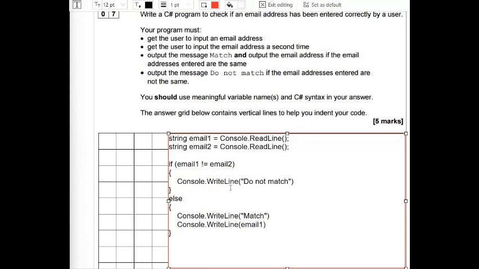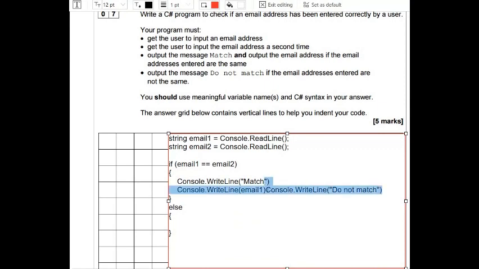Another way you could have done it, however, is you could have, if email1 is equal to email2, you could just change the code around. So that if it does meet the condition, it's going to output the console line match and email1, otherwise do not match. So whichever way you choose to do it round, you can have the console.writelines in the opposite places, but remember to use the correct relational operator.